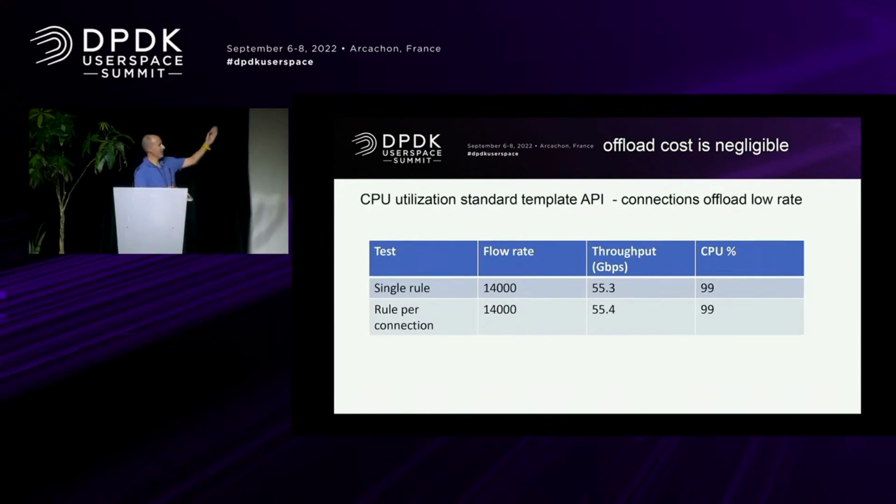So basically, we can see that given the same CPU percentage, we managed to do the same throughput both without offload and with offload. This means that the cost of offloading a rule, the application didn't notice it at all. This is a very big thing, because until now there was always the question, is it worth it to offload the rule? Now we see that it doesn't cost.